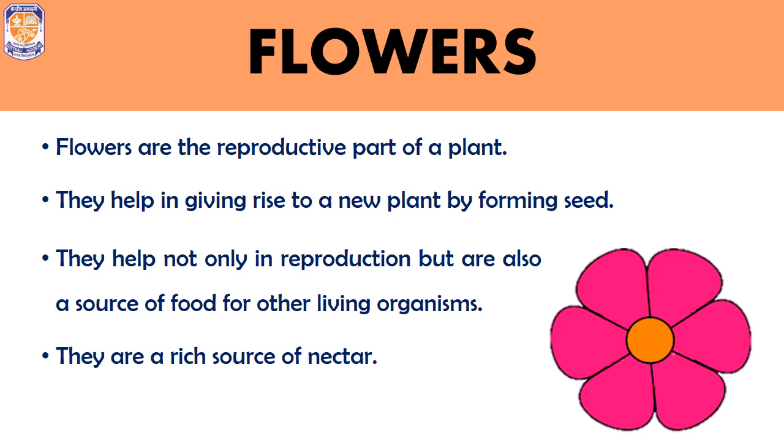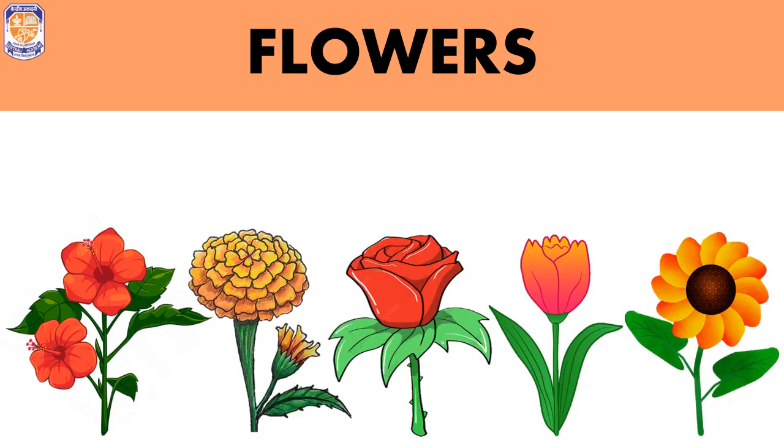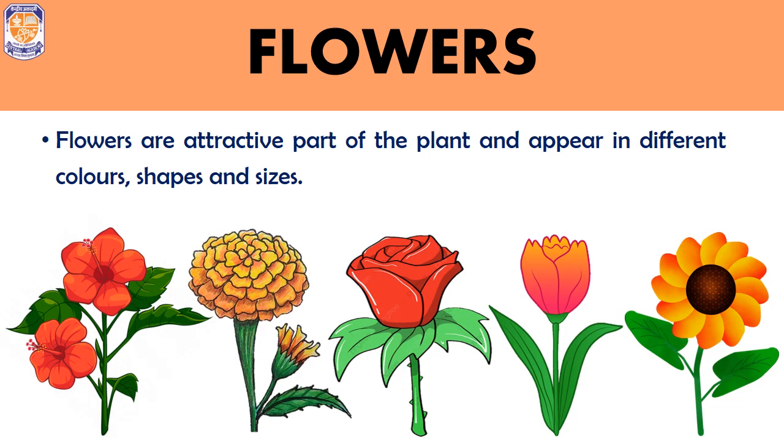They are the insects. Because flowers are a rich source of nectar, the insects and butterflies, they depend on the flowers for their food and nectar. Flowers are attractive part of the plant and they appear in different colors, shapes and sizes.